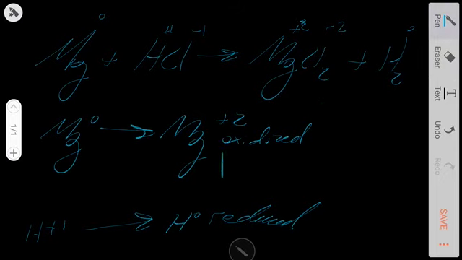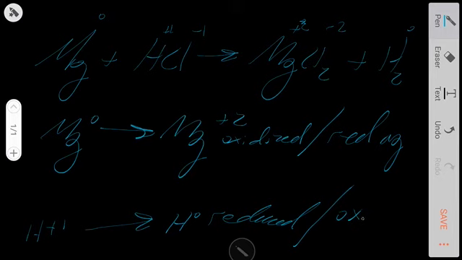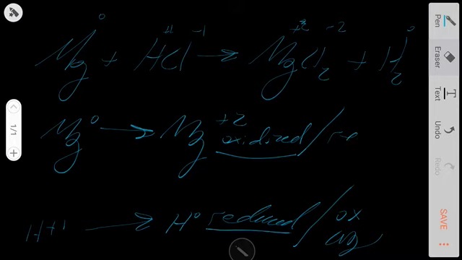Because magnesium was oxidized, that means that it reduced something. What did it reduce? Hydrogen. So magnesium is the reducing agent. And hydrogen was reduced, that means it oxidized something. Therefore it is the oxidizing agent. What did hydrogen oxidize? Magnesium. Magnesium was oxidized. If magnesium is the reducing agent, what did it reduce? Hydrogen. Hydrogen was reduced. Cool.